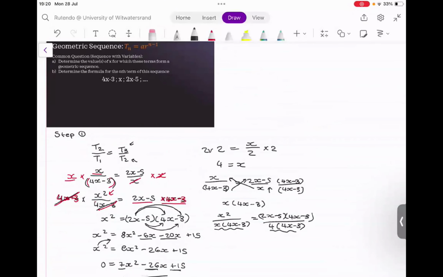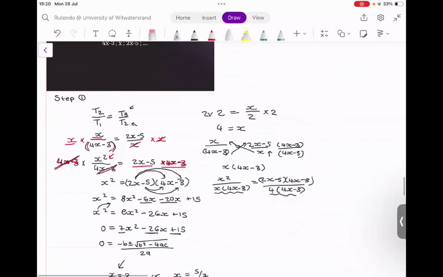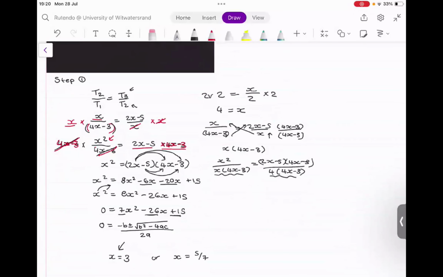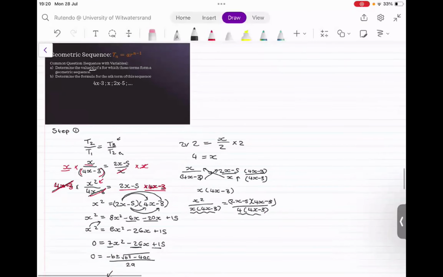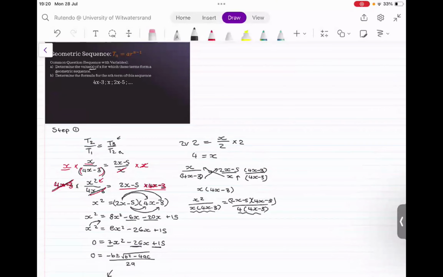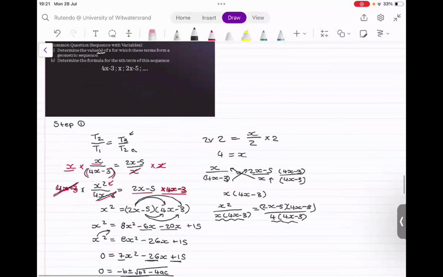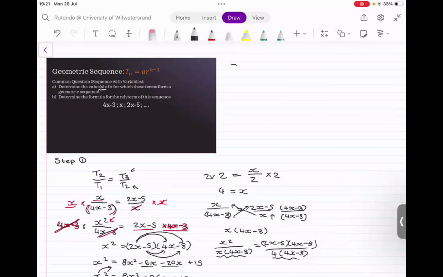Here we can take this hint. They said values, so you could have gotten one answer or two answers. We got two answers: x equals 3 and x equals 5 over 7. So we said x is equal to 3 or x is equal to 5 over 7.